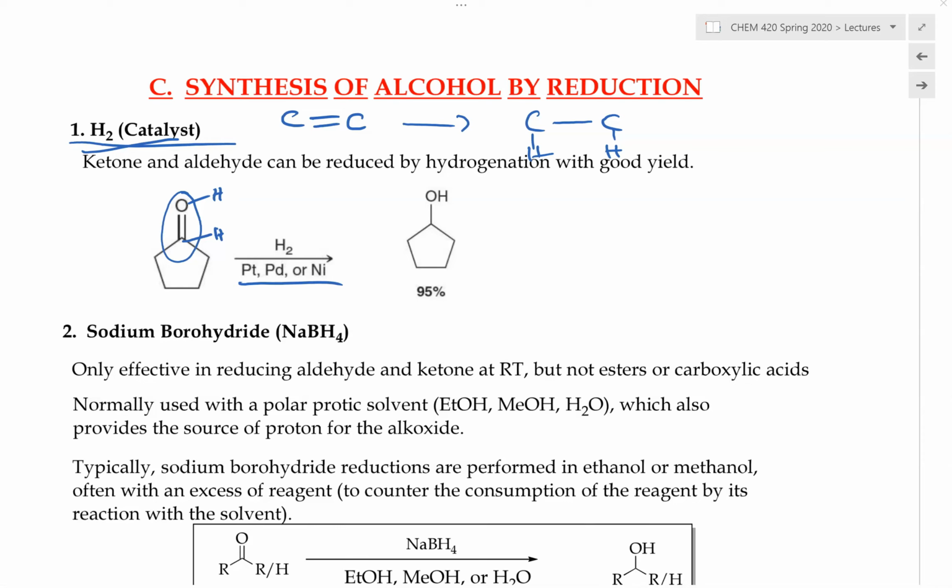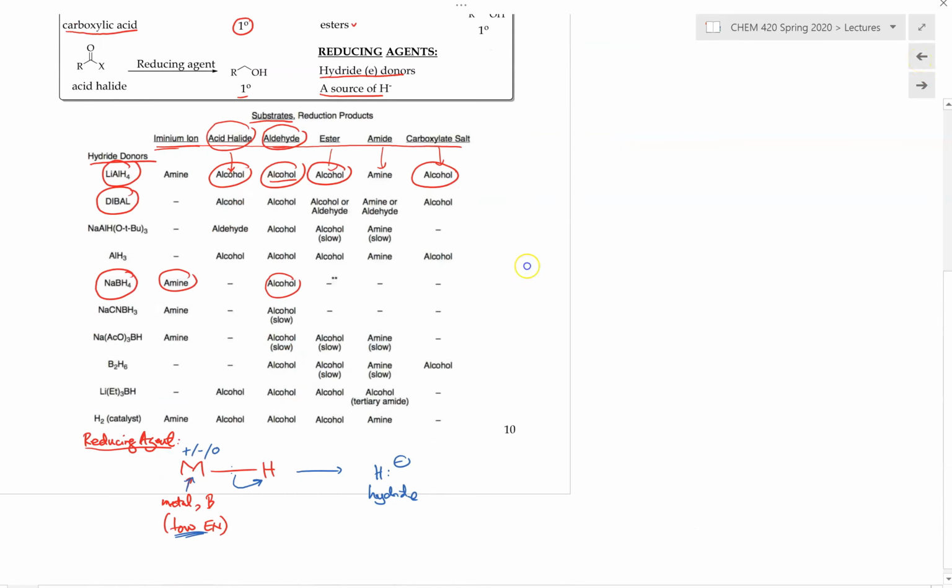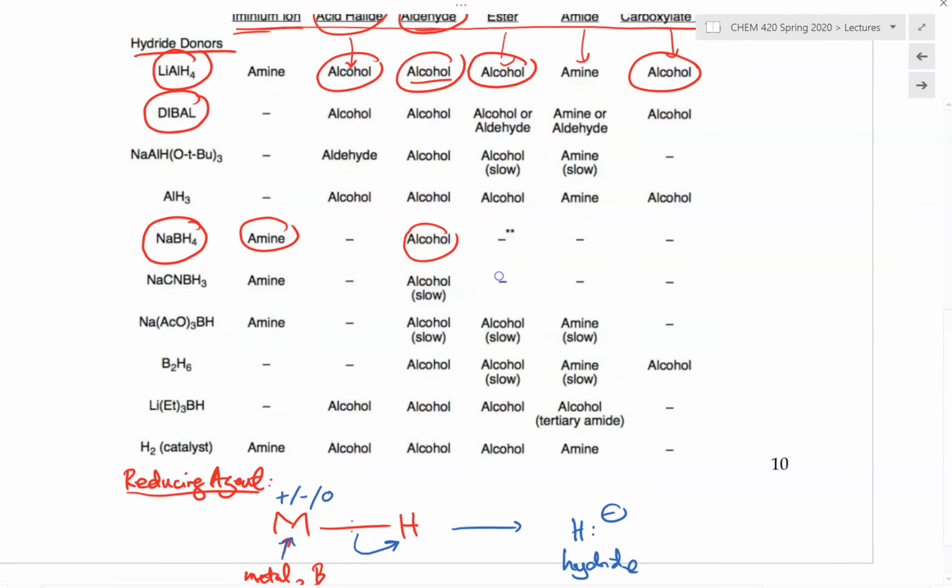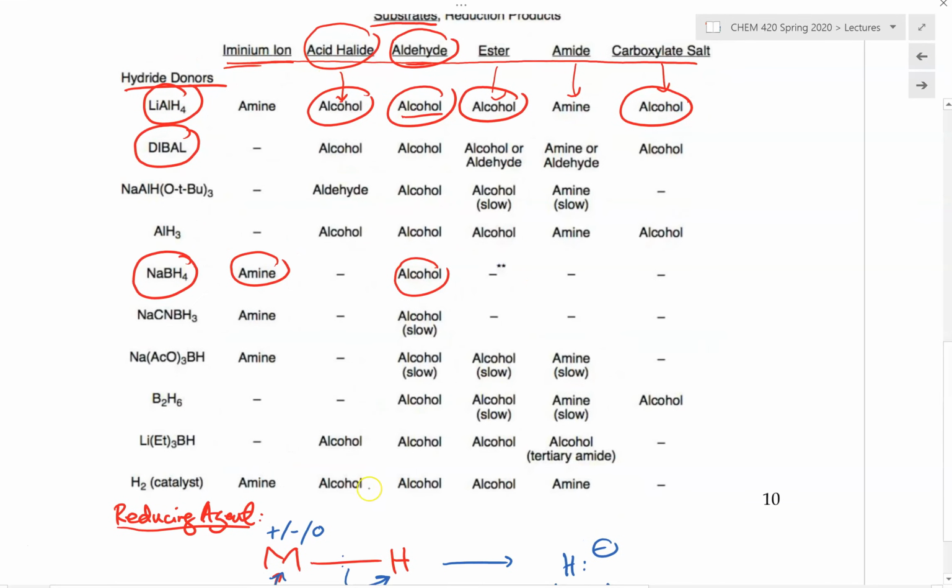Hydrogen, in the presence of a metal catalyst, does not only reduce the ketone or the aldehyde, but it can also reduce other substrates as well. In this table, we can also reduce the imine, the acid halide, the aldehyde, the ester, and the amine. So in this case, these are the substrates that can be reduced by hydrogen in the presence of a metal catalyst to produce the corresponding alcohol.